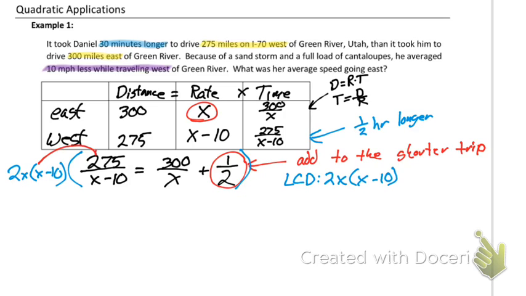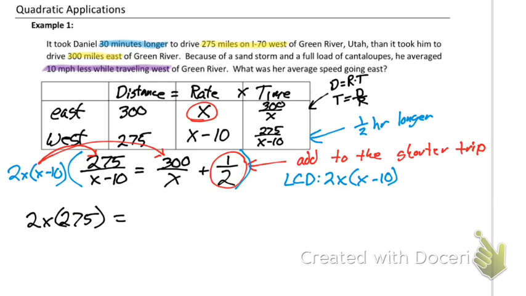I'm going to distribute this to everything. So I'm going to first distribute that 275 over x minus 10. In this case, my x minus 10s would cancel out. I'd just be left with the 275 and the 2x. I'm going to erase that because it's not going to stay gone. So we are going to just have the 2x and the 275 remaining.